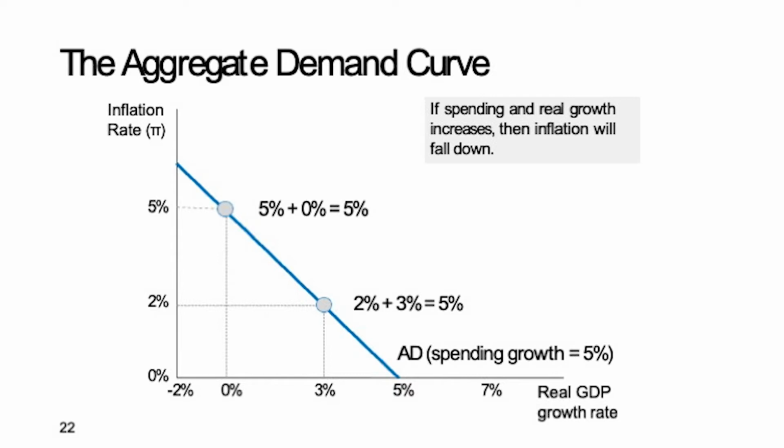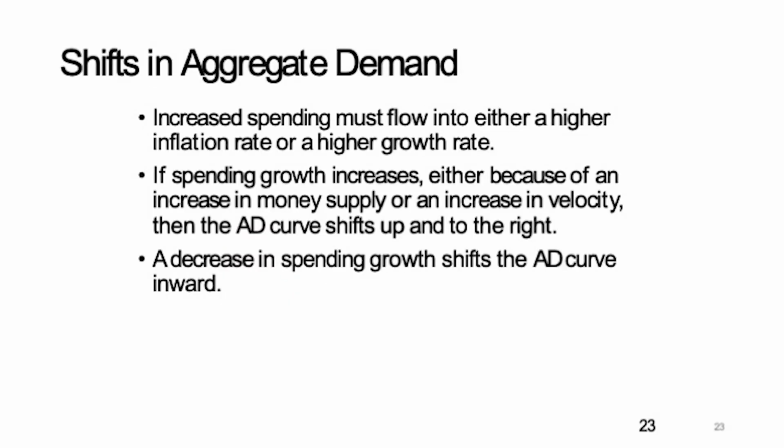All right, so here's just another picture of how different combinations of inflation and real GDP growth add up to the same nominal GDP growth rate along different points of the same aggregate demand curve. We shift aggregate demand either by an increase in velocity or an increase in the money supply. That must flow either into a higher inflation rate or a higher growth rate. So then an increase in spending growth shifts the whole aggregate demand curve rightward, a decrease shifts the aggregate demand curve leftward.